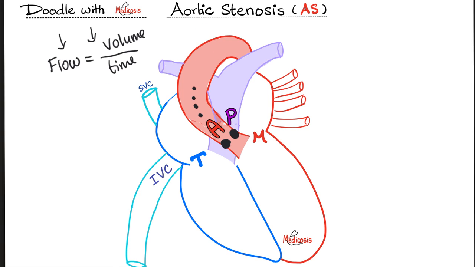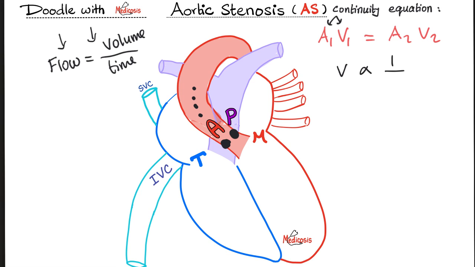But when it comes to the speed, it's a totally different story. Remember, it was A1V1 equals A2V2. From here, we can deduce that the area and the speed are multiplied by one another, so therefore they are inversely correlated, which means as the valve gets narrower, the area decreases and the velocity increases. So even though there is less blood flow in the aorta, that blood is flowing fast with vengeance. The decreased blood flow has clinical consequences, and the increased speed also has clinical consequences.